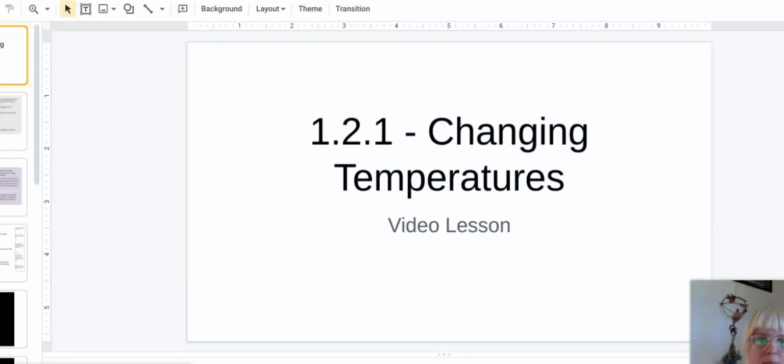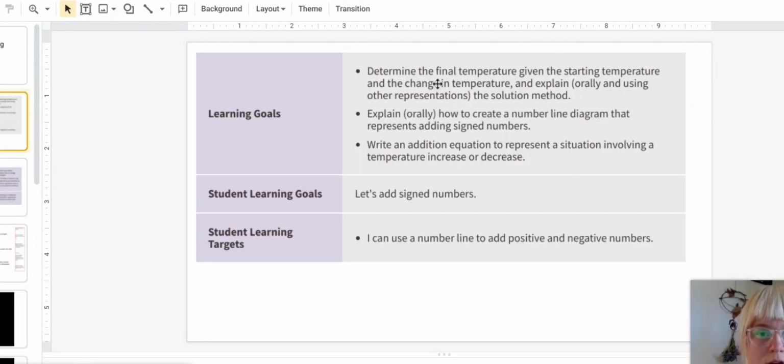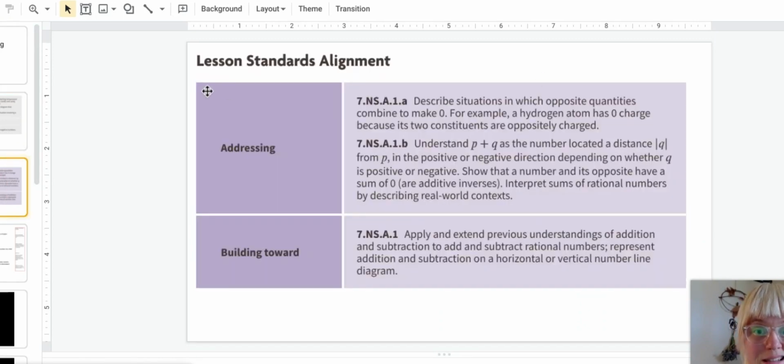We are going to be talking about changing temperatures today. Here is some detailed information about your learning goals. Feel free to pause this if you would like to read those details. Here are your detailed standards and what we are building towards. Feel free to pause if you would like to read this.